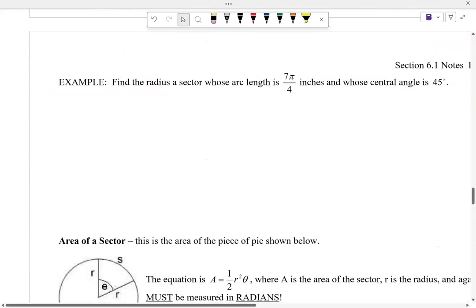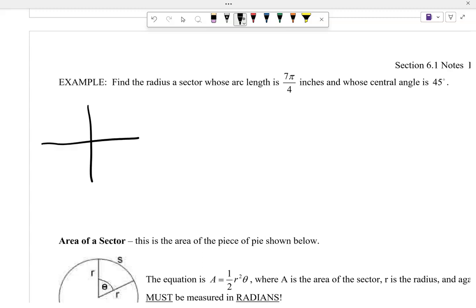Now let's go ahead and find a radius of a sector whose arc length is 7 pi fourths and whose central angle is 45 degrees. So let me draw this. So we have a central angle of 45 degrees, right? Here's our central angle. We're trying to find the radius, so I'm trying to find this radius of this thing, radius r.